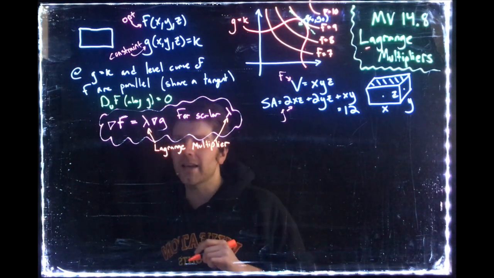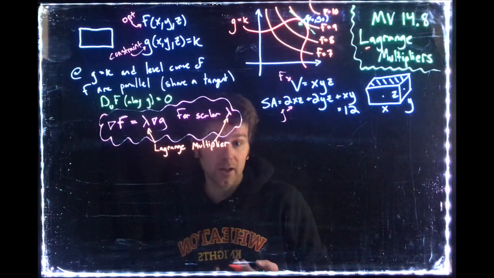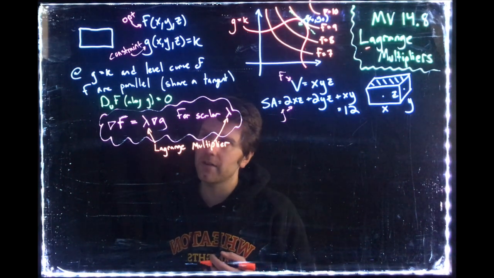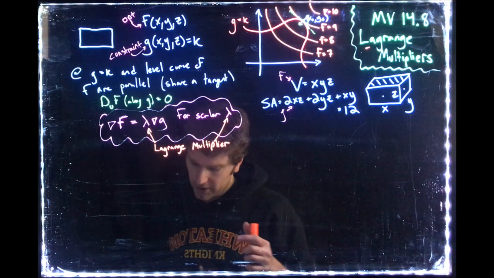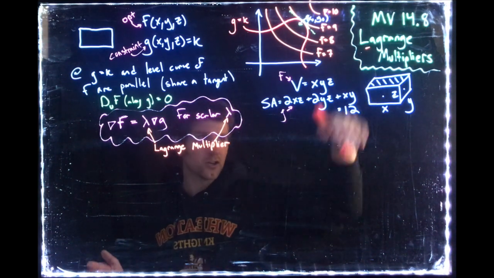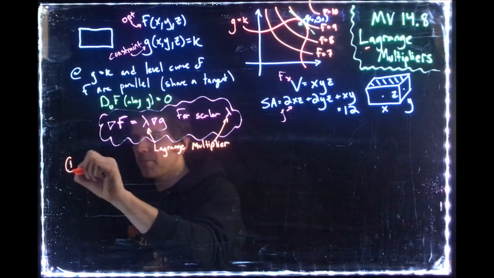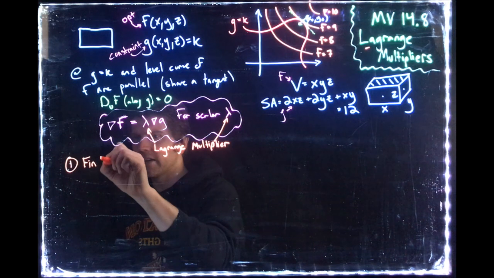Why does it have to be like this? Well, what we're really saying is that they're parallel, right? And two vectors are parallel if they're equal to a scalar multiple of each other. So the gradient of F is some scalar multiple of the gradient of G. So we're going to set up this following method, and we're going to do a little example here with this box. The first part of this method is to find our gradients.